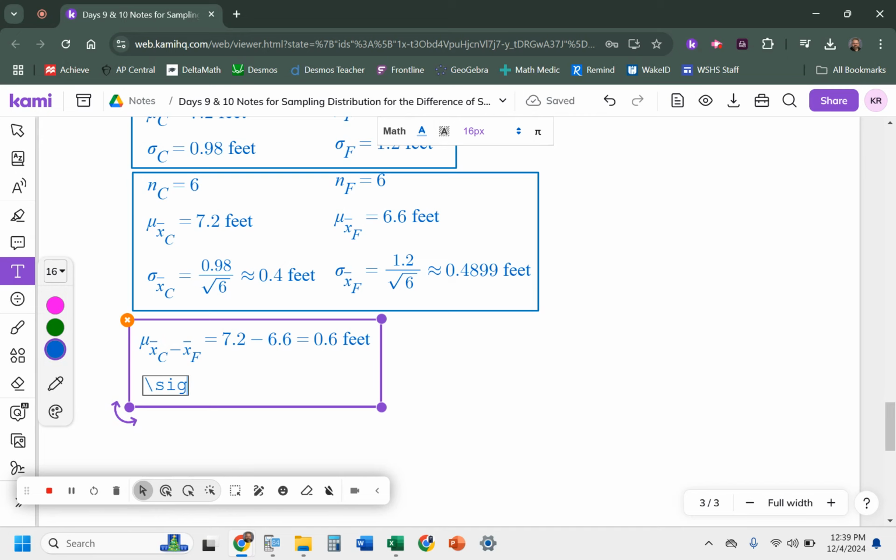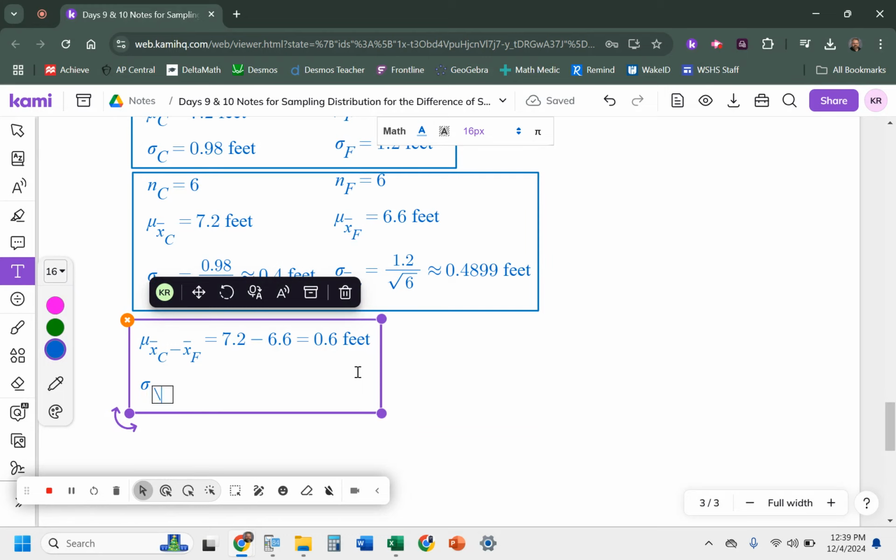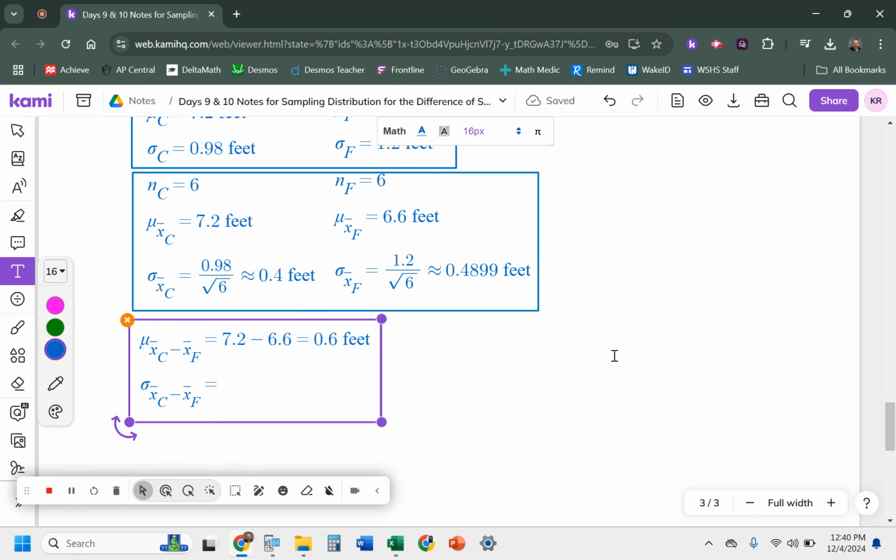So now I'm going to be looking for sigma for x bar sub c minus x bar sub f. All right, so I'm looking for that standard deviation here. And as we discussed yesterday in class, when we do this, remember we have to use the variances. We cannot use the individual standard deviations and do a combination that way. I have to use the variances, but I will be coming back to these individual numbers here.